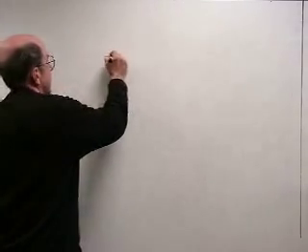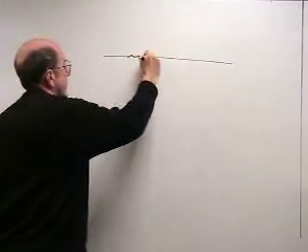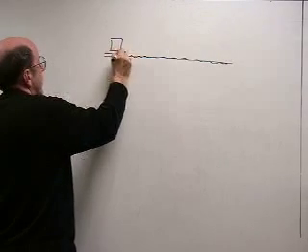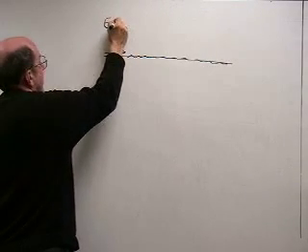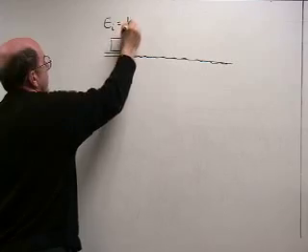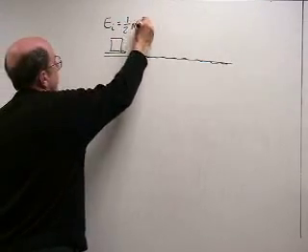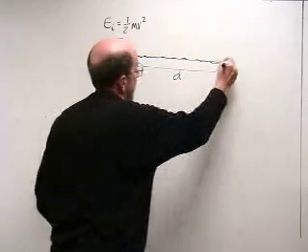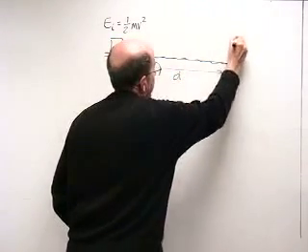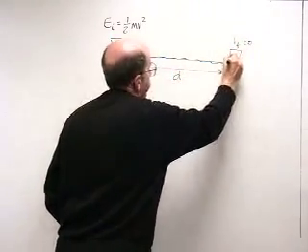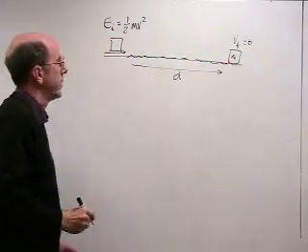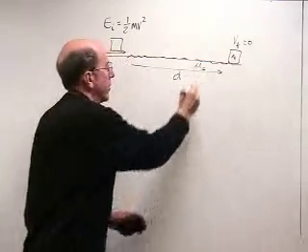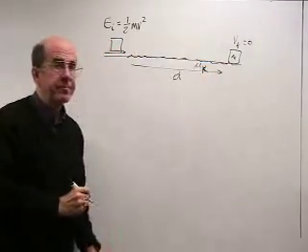Okay, so here's the rough snow or ice. The sled starts off with an energy E_i equal to 1/2 mv squared. It slides for some distance d, and it comes to a stop. V final is equal to 0. There's a coefficient of kinetic friction, mu sub k.